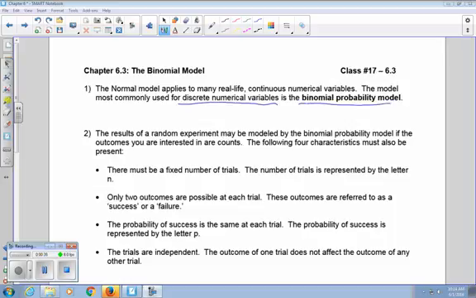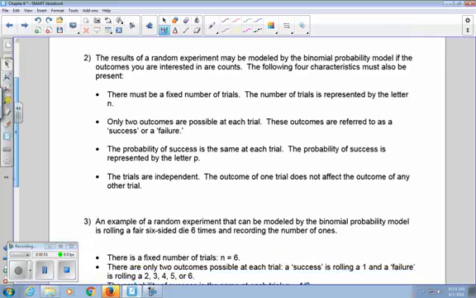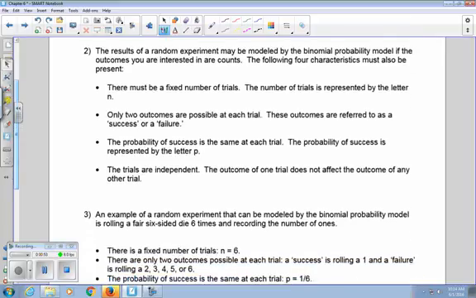The results of a random experiment may be modeled by the binomial probability model if the outcomes you're interested in are counts. And the 4 characteristics below must also be present. So we're always going to need to check these 4 characteristics to know whether or not we can use our binomial model. So, number 1, there must be a fixed number of trials. The number of trials is represented by the letter n in the binomial model.